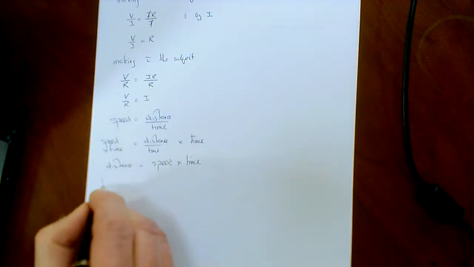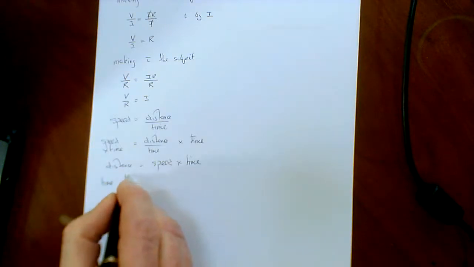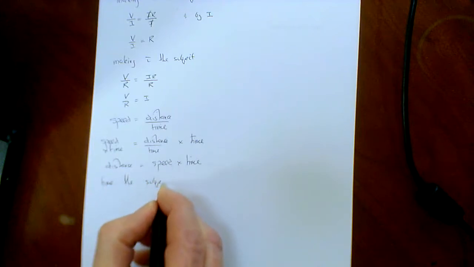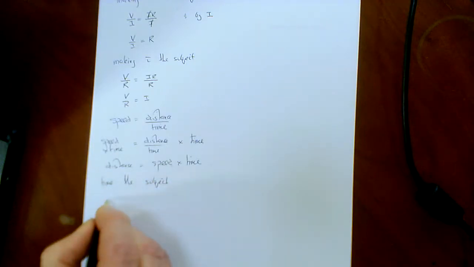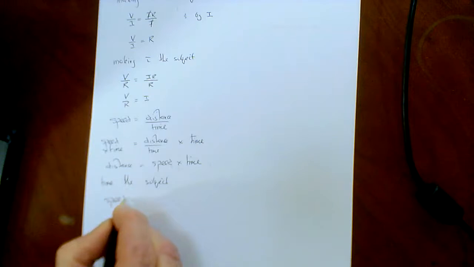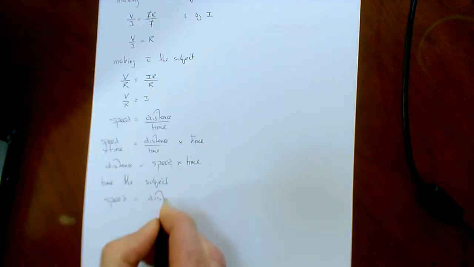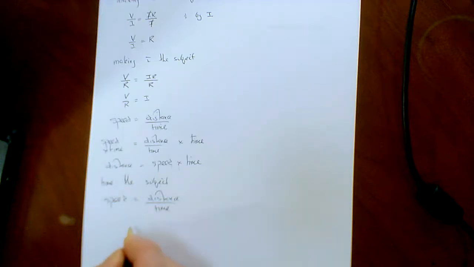If I wanted to make time the subject, then I would have speed equals distance divided by time. So if I multiplied both sides by time, like I did before, I would get speed times time equals distance, like we did before up here.